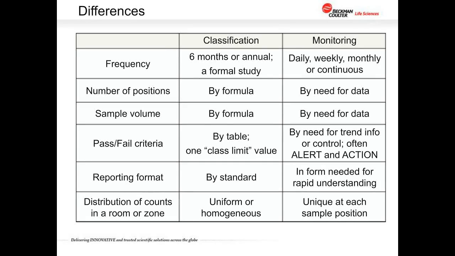So just as a general discussion, when we look at these 2 types of uses, classification and monitoring, the frequency is the first thing that is significant. Basically, classification is a formal study of an area done maybe every 6 months or every 12 months. There are formulas for setting up the number of positions and the sample volume. There is a singular pass-fail criteria. You either meet the class or don't. There's a fairly standardized format for making the report. And it's somewhat assumed that the area or room is fairly uniform, or homogeneous, in terms of the distribution of particles in the air.